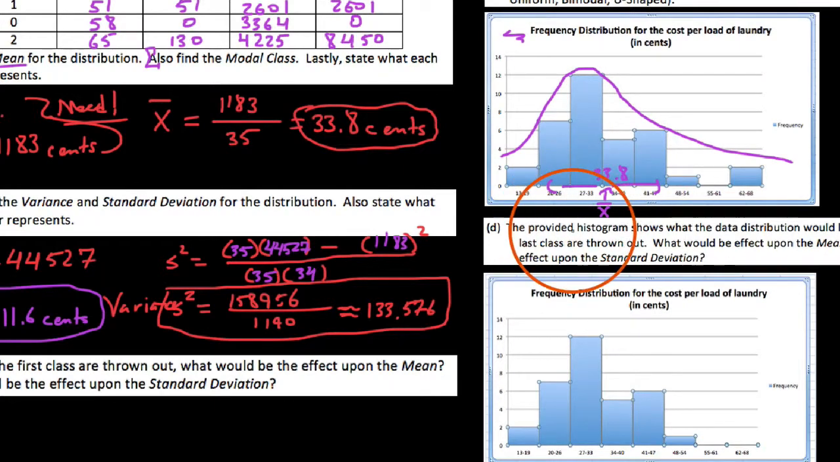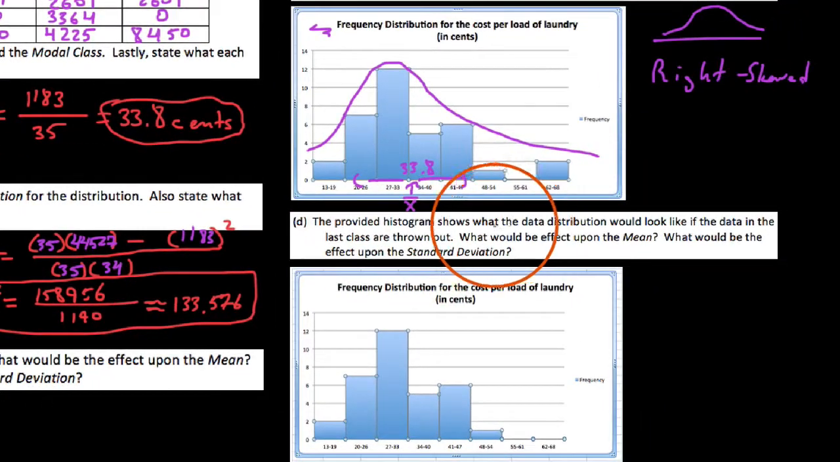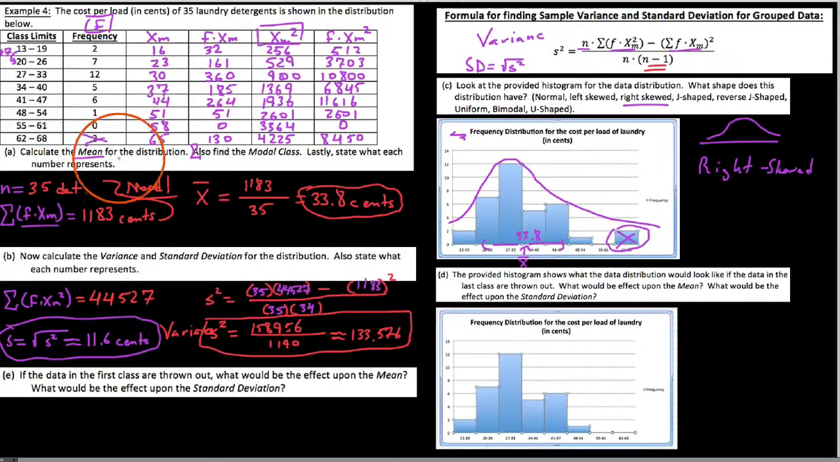The questions I want to finish up with are these. The provided histogram shows the data distribution, what it would look like if the last class were thrown out. What if we were to throw out the last class? You'll see here that this last class, if we were to throw this data out, this would be gone. What would that do to our mean? What would that do to the average? Basically, if you threw out the expensive ones, our average is going to decrease. So we would say that the average, or the mean, would decrease.